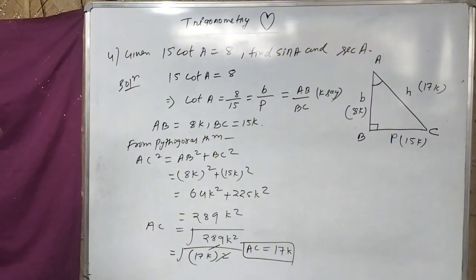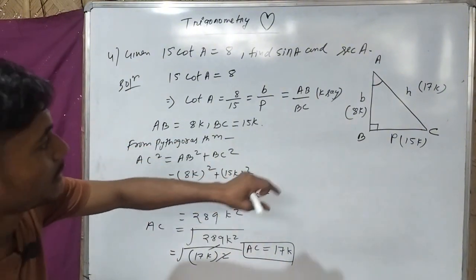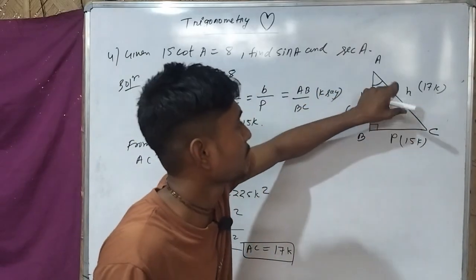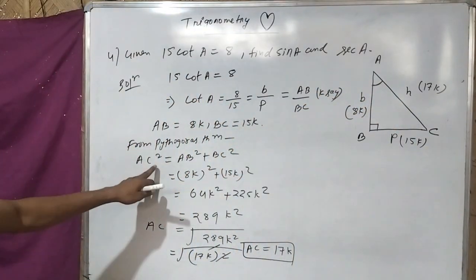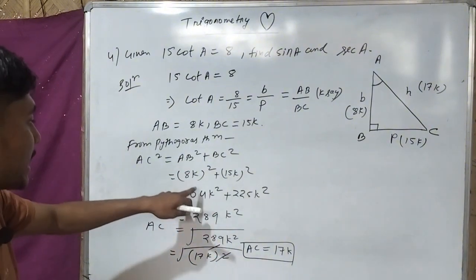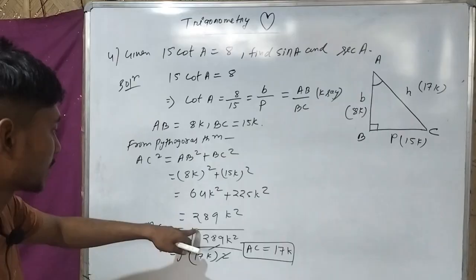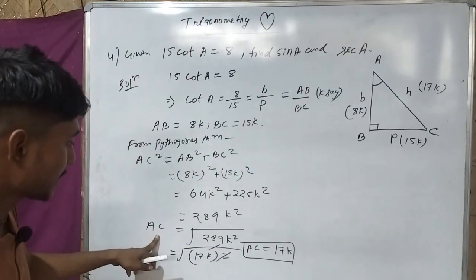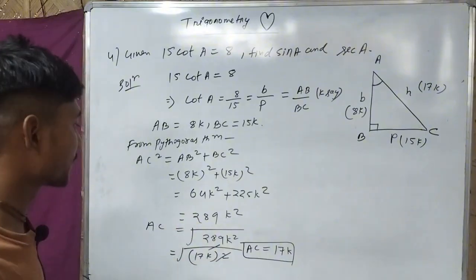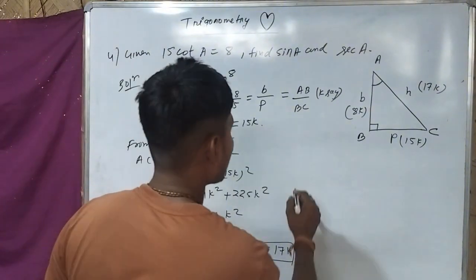From Pythagoras theorem, we have AB and BC. Now we need the third side AC, which we can find from Pythagoras theorem. AC square equals AB square plus BC square, 8k square plus 15k square, 64k square plus 225k square. That will be 289k square. If you take the root of AC, you will get 17k. Root over 289 is 17, and k square will be k. That is 17k. Okay.